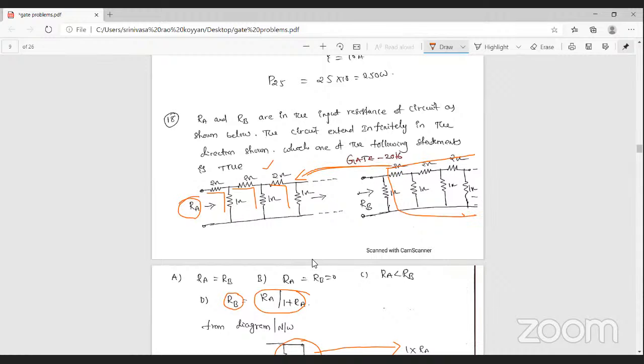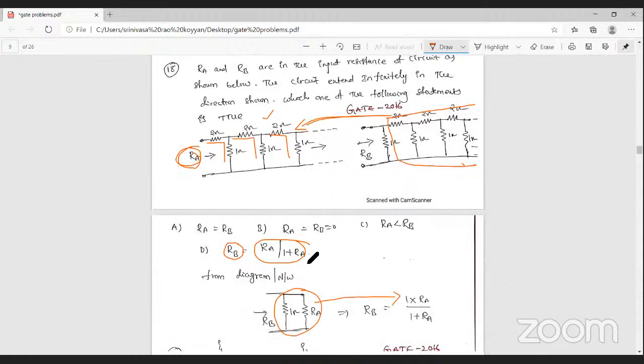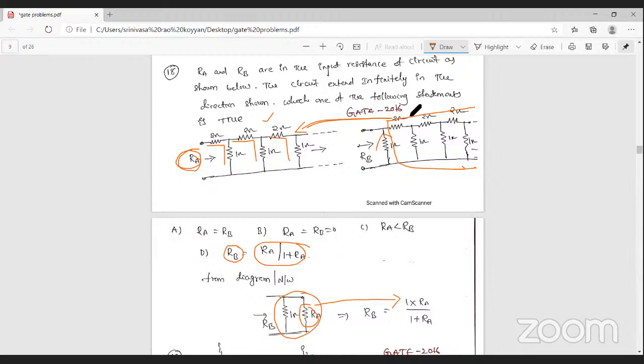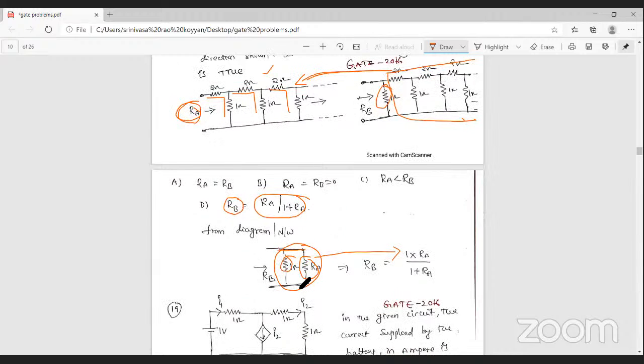So what is the network here? The resistance is RA, that's why the RA resistance is given. But here a 1 ohm resistance is also given. Both are connected in parallel. What is the formula? R1 R2 by R1 plus R2, that is 1 into RA by 1 plus RA, which is equal to RB resistance. This is option D.